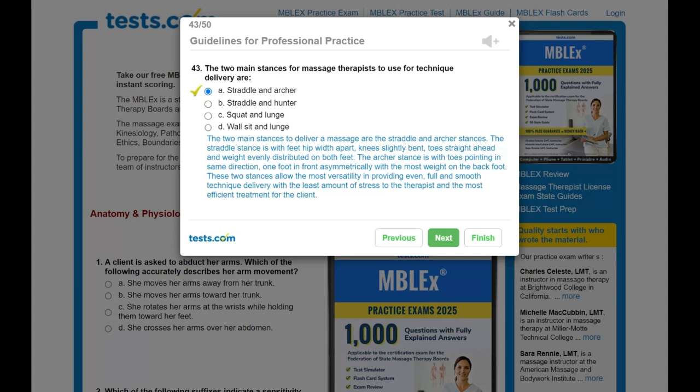These two stances allow the most versatility in providing even, full, and smooth technique delivery with the least amount of stress to the therapist and most efficient treatment for the client.